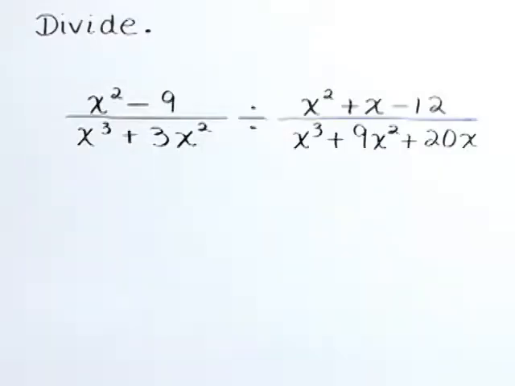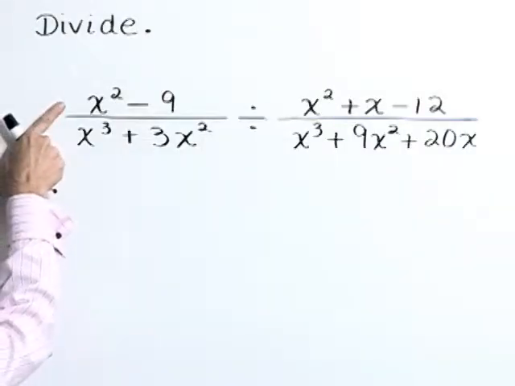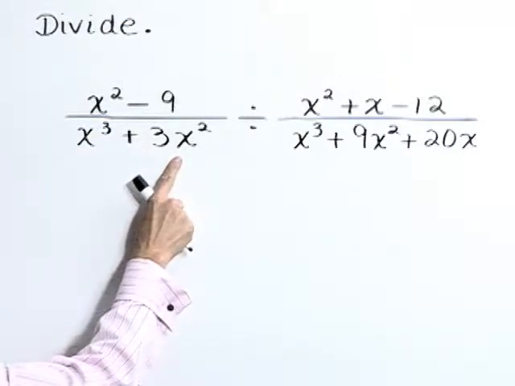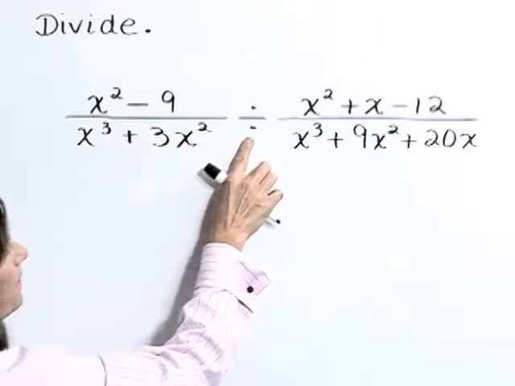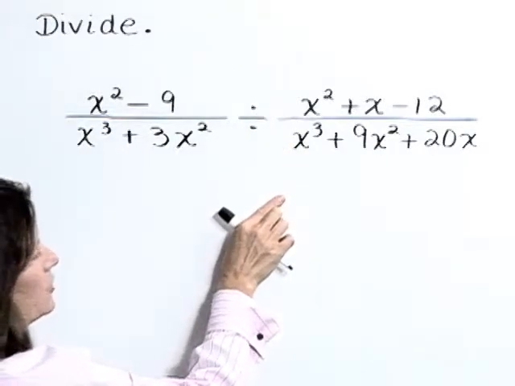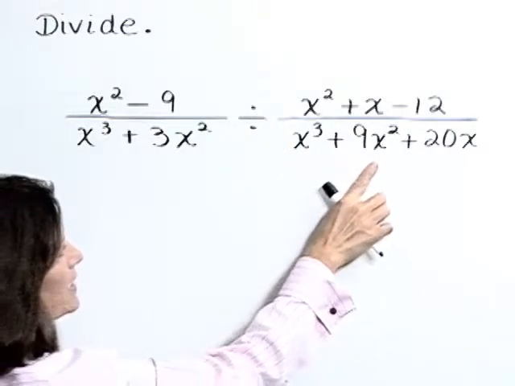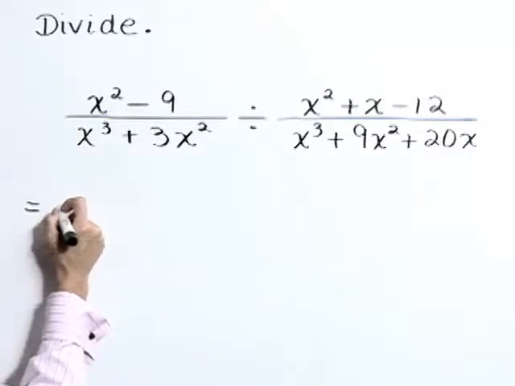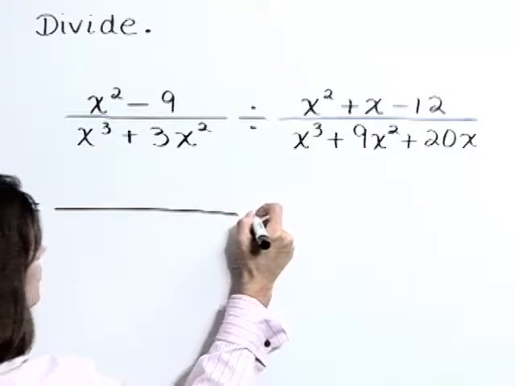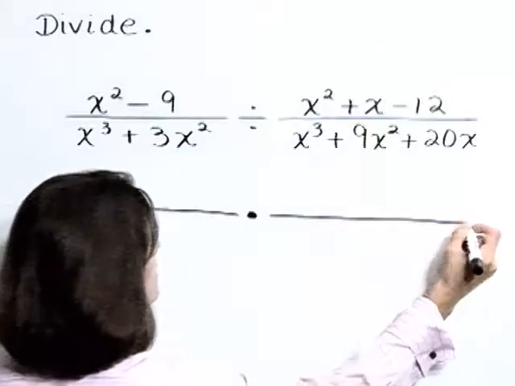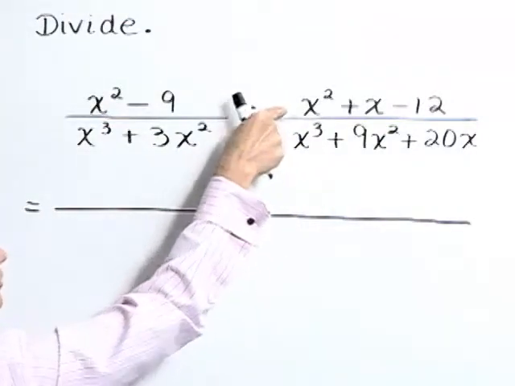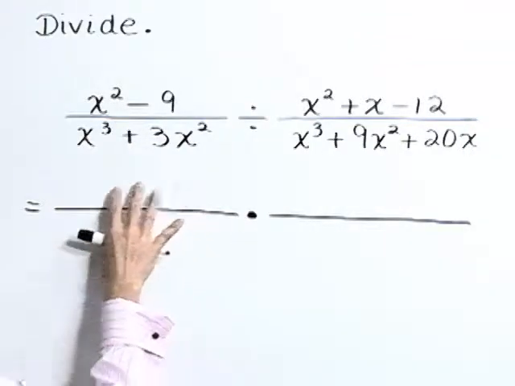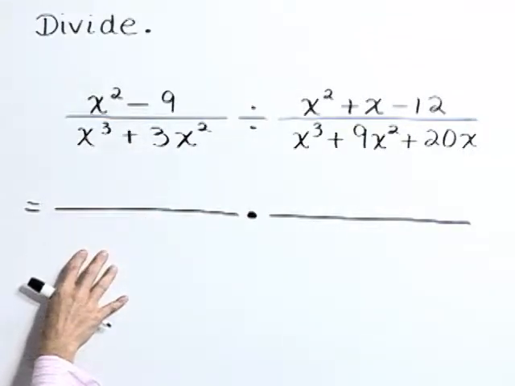Divide the rational expressions x squared minus 9 over x to the third plus 3x squared, divided by x squared plus x minus 12 over x to the third plus 9x squared plus 20x. Let's start by writing this as multiplication by multiplying by the reciprocal of this divisor. And as we do that, I'm going to begin factoring as well.